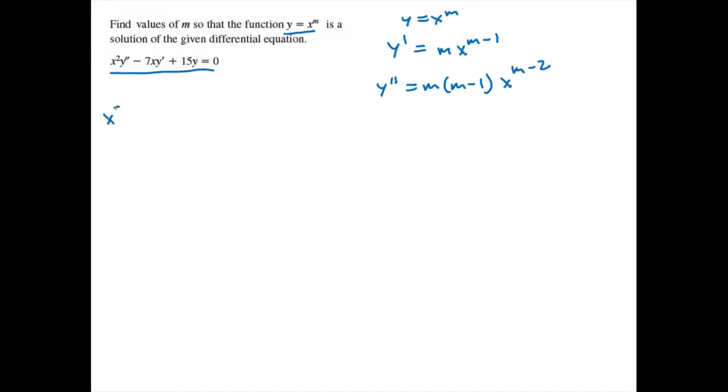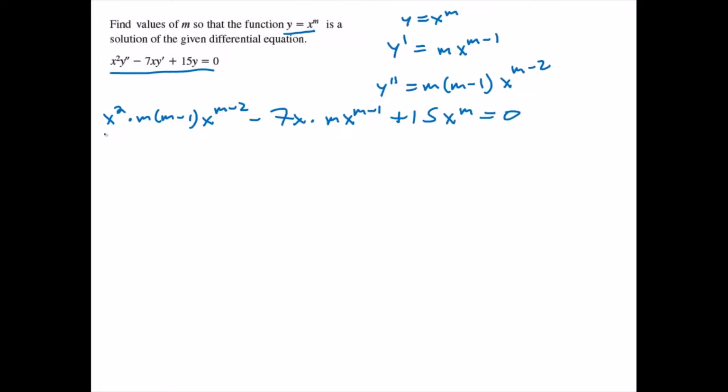So we'll have x squared times y double prime. So that will be m times m minus 1 times x to the m minus 2, minus 7x times y prime, which is m times x to the m minus 1, and then plus 15y, so 15 times x to the m, and that will be 0.